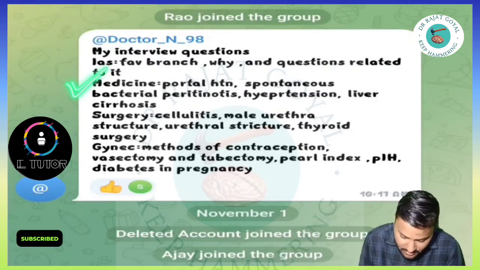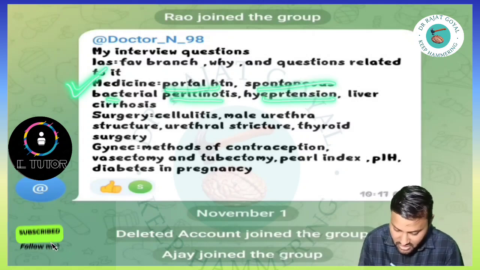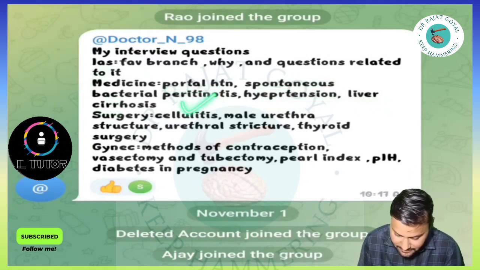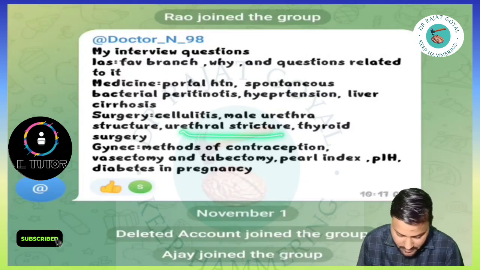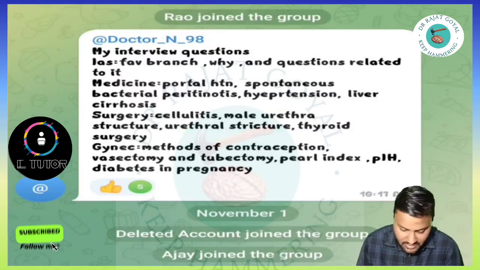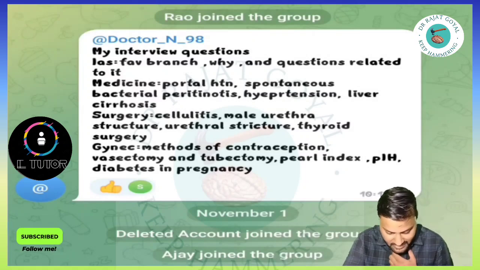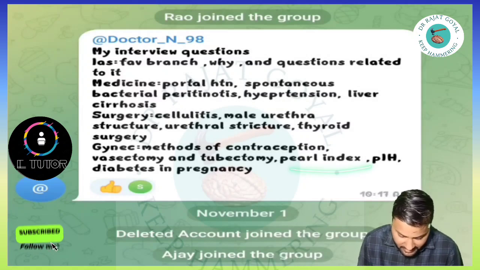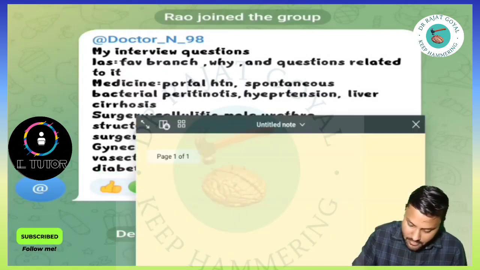Then in medicine: portal hypertension, spontaneous bacterial peritonitis, hypertension, liver cirrhosis. In surgery: cellulitis, male urethra structure and urethral stricture, and thyroid surgeries. This is a very common topic. In gynecology, they will ask about methods of contraception, vasectomy and tubectomy, pulse index, pregnancy induced hypertension and diabetes in pregnancy.